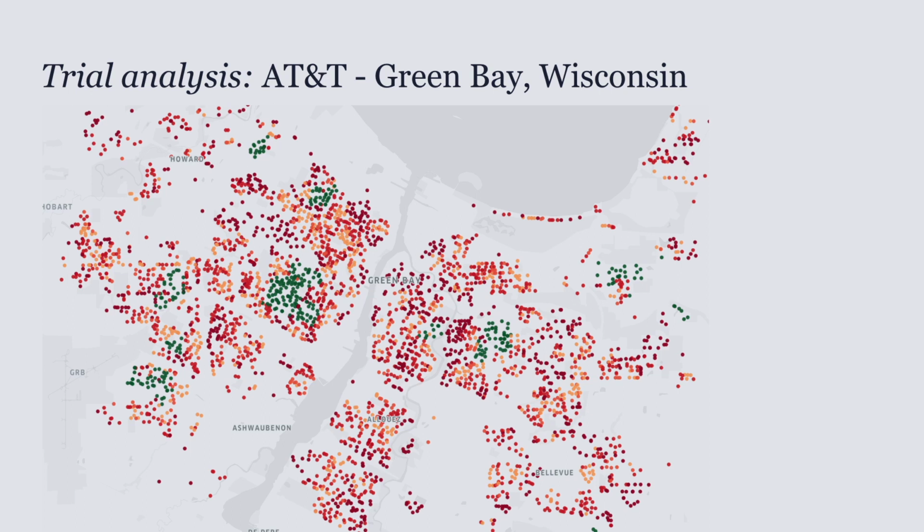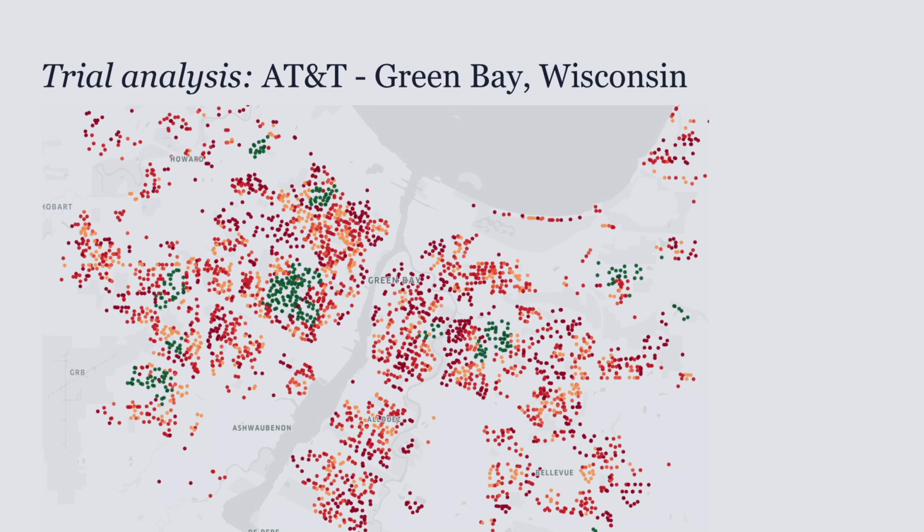To do that, I do what I often do. I do a trial analysis, right? What's the minimal viable analysis to prove that we have a story? Is it worth pursuing, right? Because these investigations can take quite a while. And so what I did is I created one web scraper for AT&T and looked in one city, Green Bay, Wisconsin. And here is what the data looks like plotted.